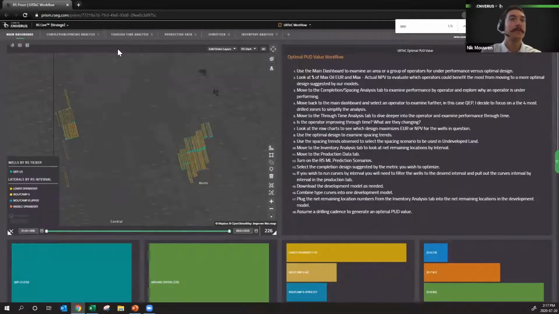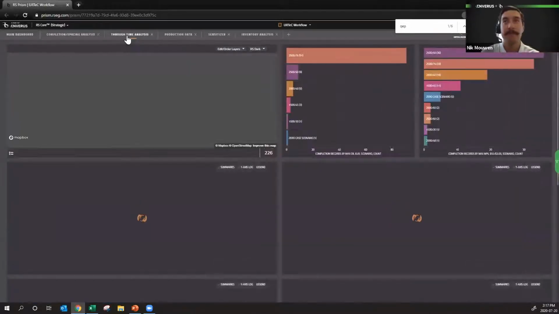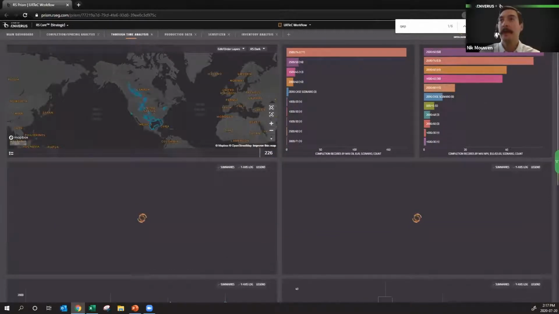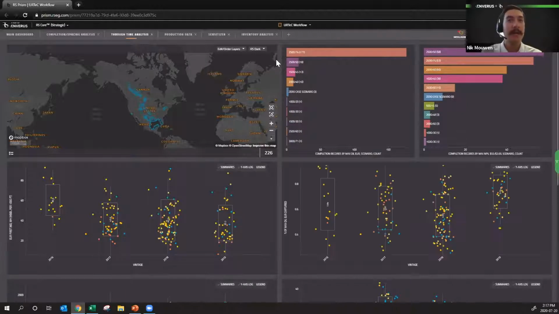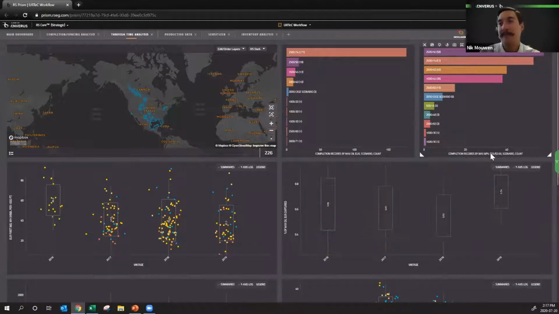All right, so now let's dive into how QEP has been performing through time. So we're going to click on this through time analysis tab here. I can get rid of this because we don't need to highlight QEP anymore. Now we're looking at the exact same row charts that we were looking at in the completion and spacing analysis, looking at which scenario maximized oil EUR and which scenario maximized MPV.